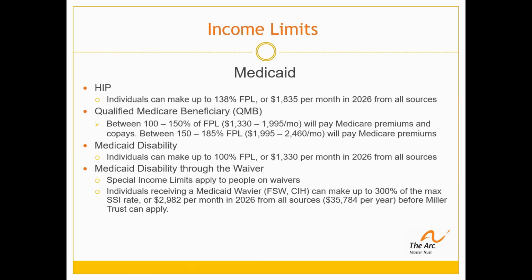For HIP, HIP uses what's known as a modified adjusted gross income, or MAGI calculation, to determine if there are income sources or payments that can reduce or lower your monthly countable income. Typically, though, for HIP, individuals can earn up to 138% of the federal poverty level to qualify, and this is income counted from all sources.